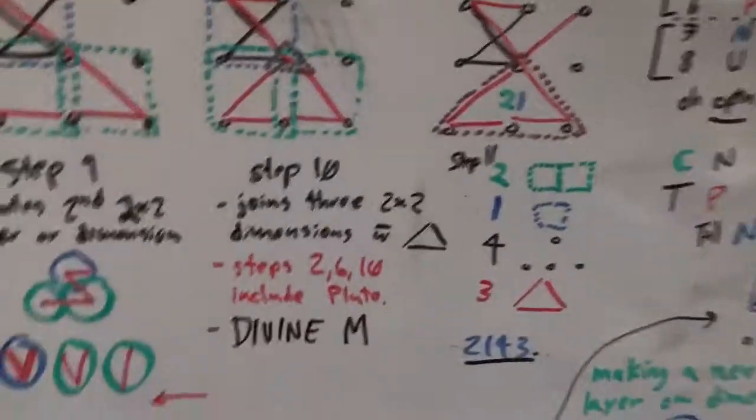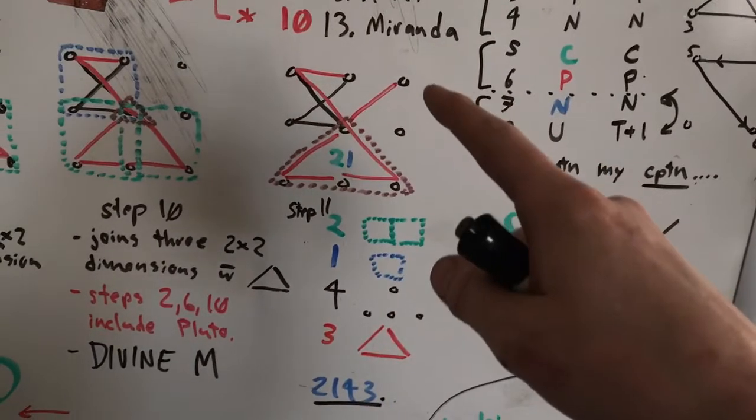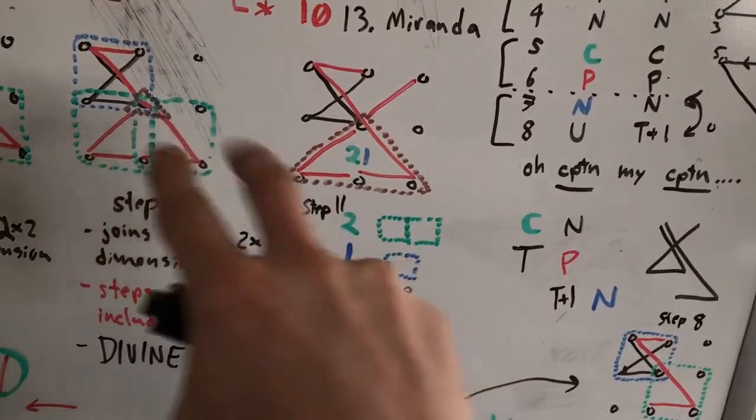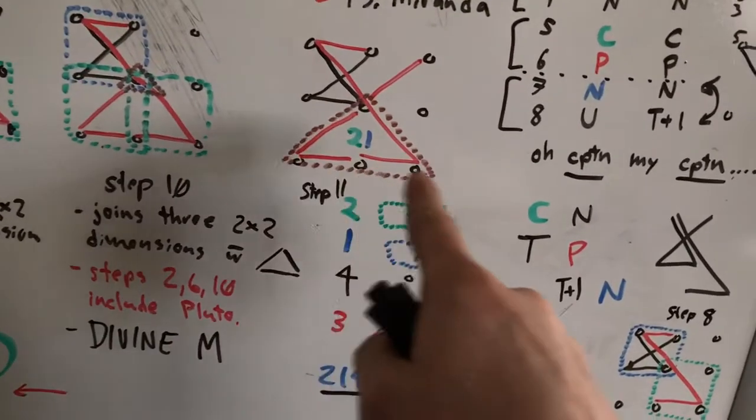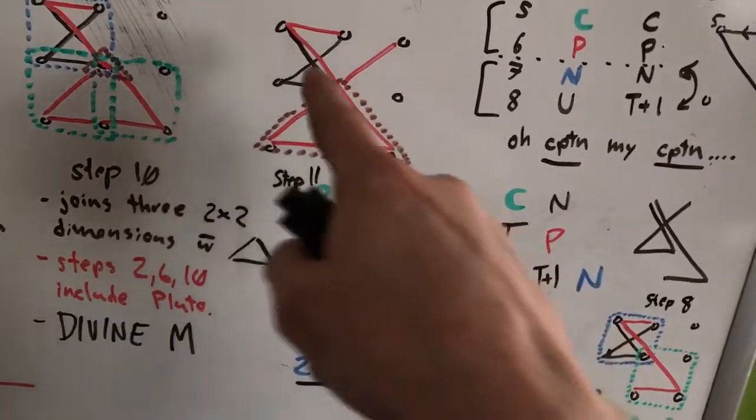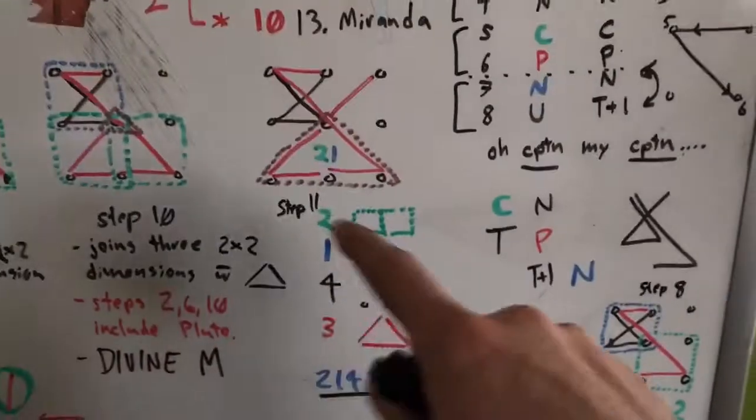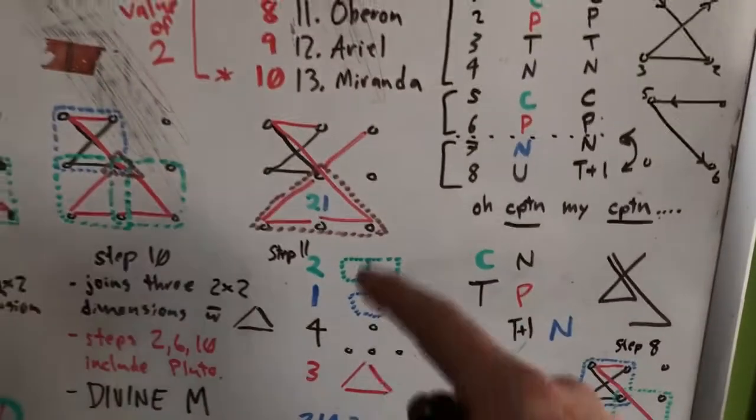Cool. Step 11 would be you go one further. So if you're going one further away, think about it. Right here, you have 2 green boxes, you have 1 blue box, you have 1, 2, 3, 4 dots, and it's really 3 lines, so 21, 43. So I'm like, cool. You move over here, step 11, whatever, Oberon, whatever. You're just following a path. You go through Pluto again, you go to Oberon, then you're going to go Ariel. So step 11, step 12.